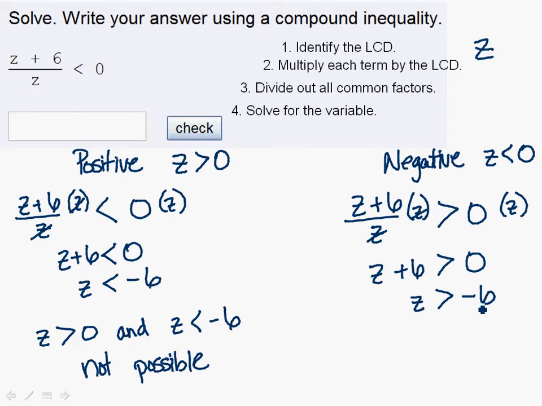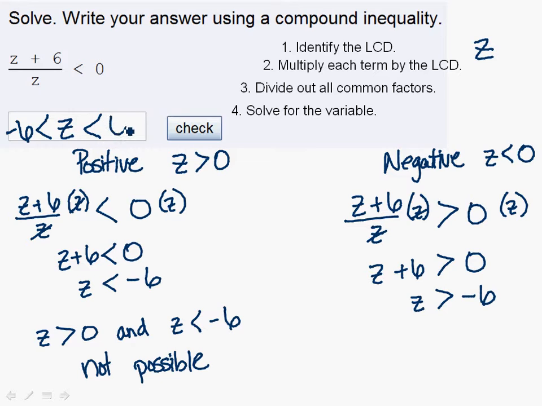So if we have a value that's greater than negative 6 but less than 0, and we plug any value between those two into our original inequality, that would make the left-hand side less than 0. So if we write this as a compound inequality, that means our z is going to be in the middle. Since z is between negative 6 and 0, I'm going to have negative 6 is less than z. Notice it points the same direction, so the point faces towards the negative 6. I also established that z must be less than 0 if it's a negative number.